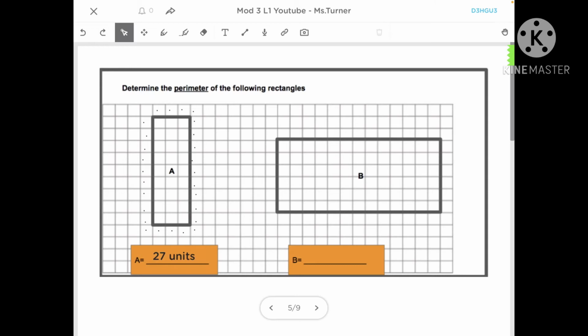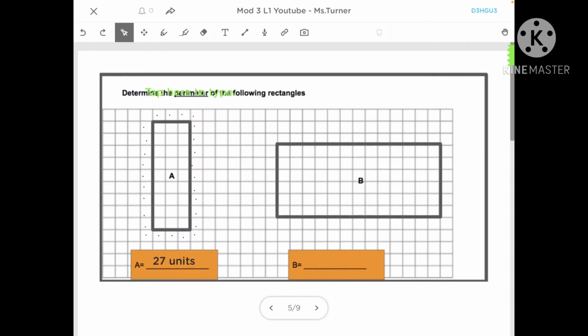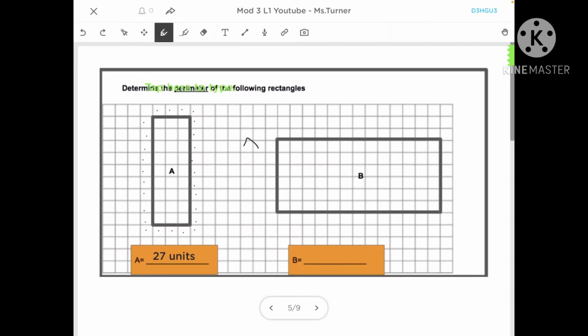Yeah, length plus length plus width plus width. As a reminder, you guys, this side right here measures our width. This side right here measures our length. Let's go ahead and count to see how many units we have for our width.